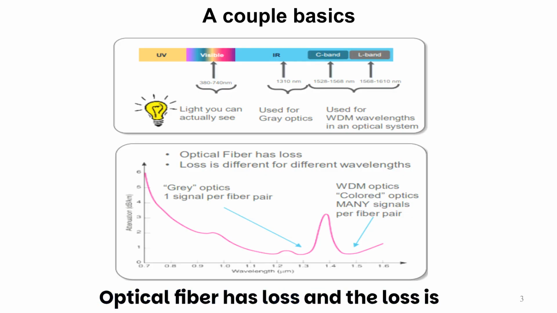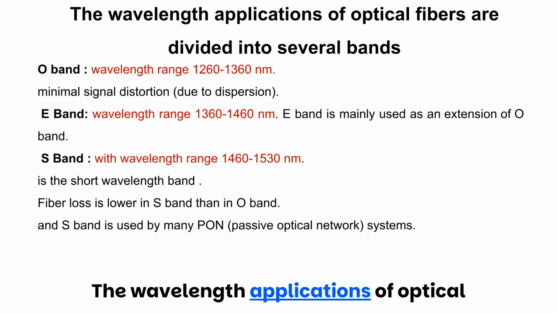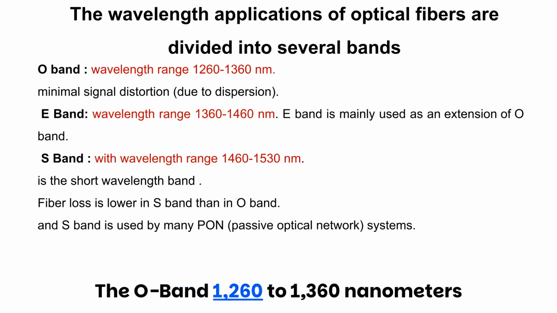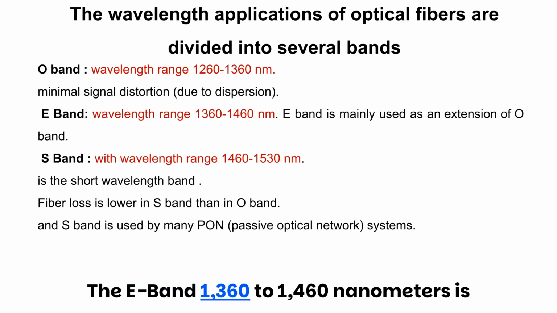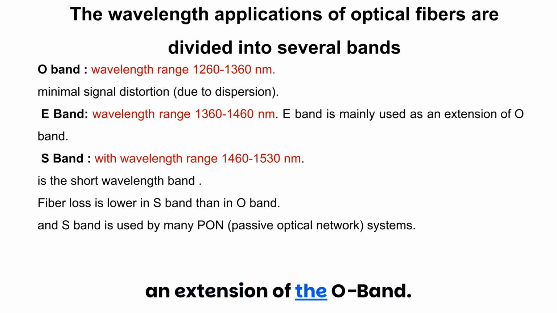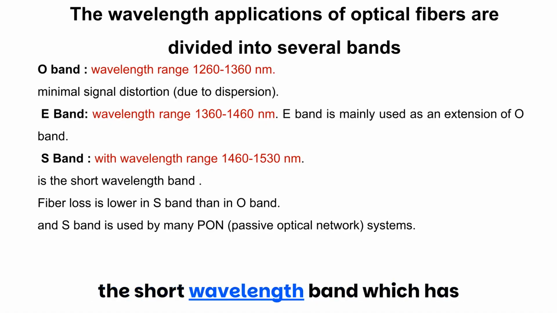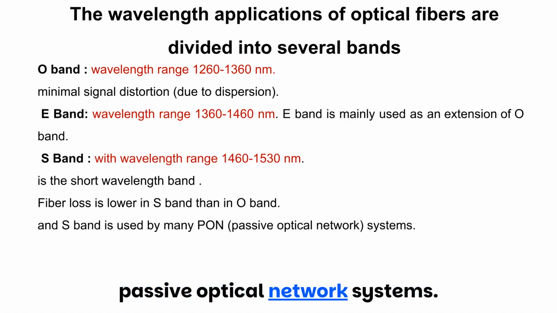Optical fiber has loss, and the loss is different for different wavelengths, as shown in the graph. The wavelength applications of optical fibers are divided into several bands. The O band, 1260 to 1360 nanometers, has minimal signal distortion. The E band, 1360 to 1460 nanometers, is an extension of the O band. The S band, 1460 to 1530 nanometers, is the short wavelength band, which has lower fiber loss and is used by many passive optical network systems.